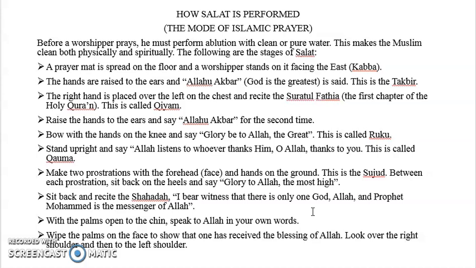Now, let's go through the stages of Salat. If you see a Muslim praying, then you understand the things that the Muslim is doing. If this prayer is to be done in the mosque, there will always be mats spread there. But if it is an individual prayer, then a prayer mat is spread on the floor and the worshipper stands on it facing the east. We know that the east, where we are in Ghana, is where we see the Kaaba.